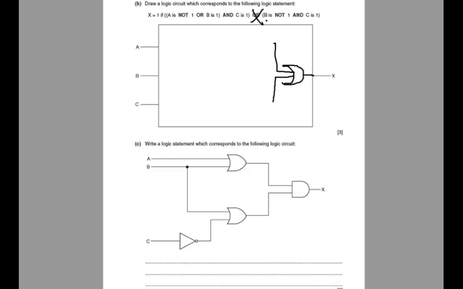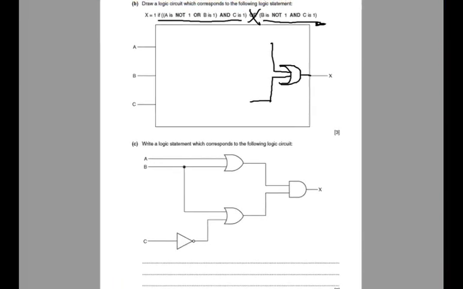And then we've got two sides to this OR gate, two inputs to this OR gate. So we'll take this side first, because it looks easier. So we've got one gate there, an AND gate. So we can just draw that in, because that's going to be the output.